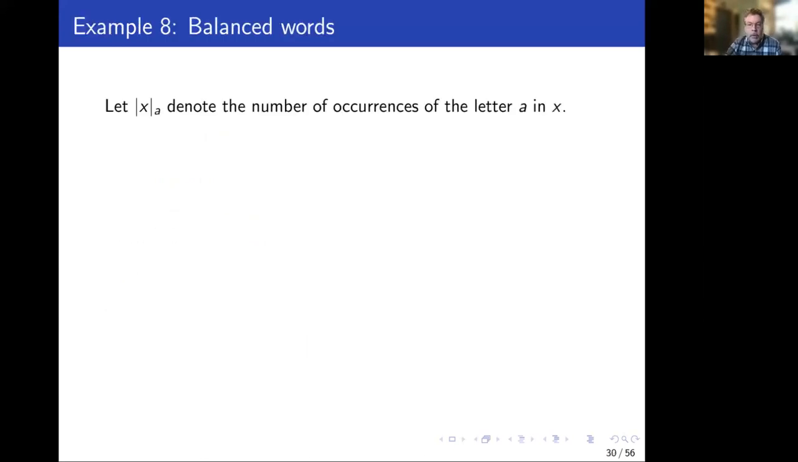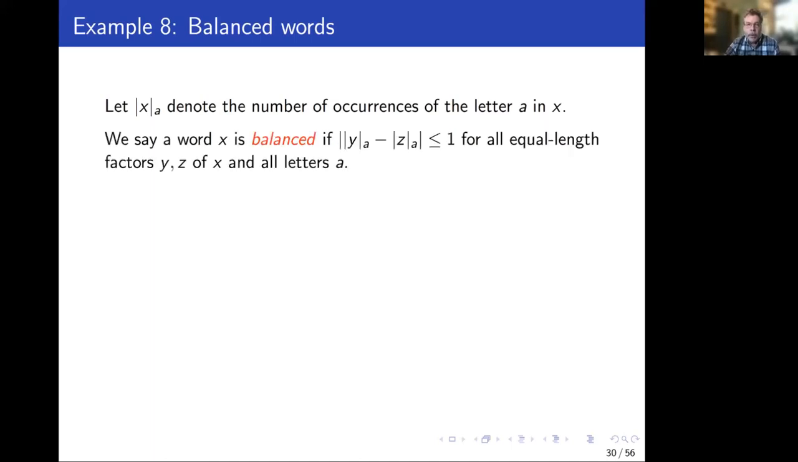Okay, let's go on. Example 8. Now I said there are 10 examples altogether, and I'm going to spend the second half talking about enumeration things. So let the absolute value of x sub a mean the number of occurrences of the letter a in x. And we say a word is balanced if for all equal length factors y and z of x, and all letters a, the number of occurrences of a in y minus the number of occurrences of a in z differs by no more than 1.